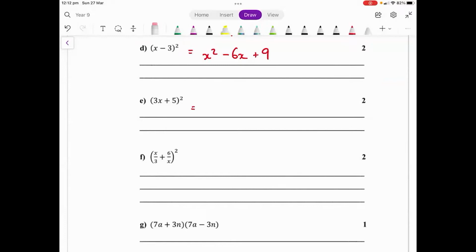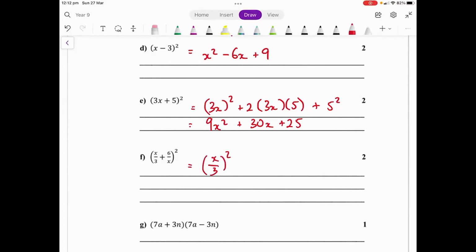Question E, similar process. It's a squared plus 2ab plus b squared. A is 3x, so we can write it as 3x all squared. And b is 5, so we can write the last term as 5 squared. In the middle, we have 2 times a times b, so it's 2 times 3x times 5. Expanding those, we get 9x squared for the first term, 30x for the middle, and 25 for the final term. That's 9x squared plus 30x plus 25. Once again, if you have difficulty with that expansion, write it out like question C and expand your brackets the long way around.